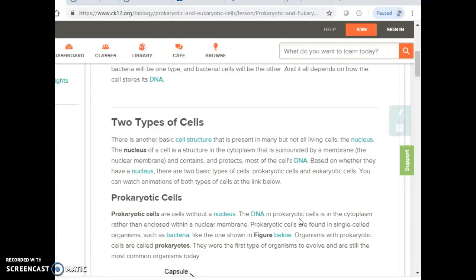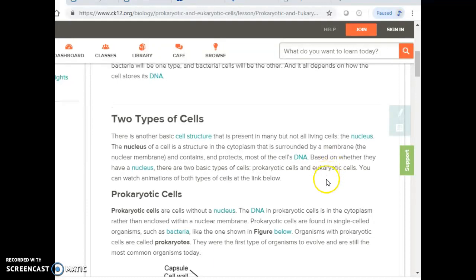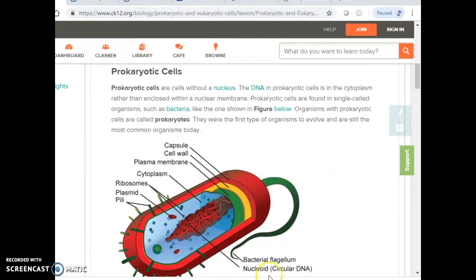So we know that a basic cell structure is present, but not all cells have a nucleus, which is the structure in the cytoplasm surrounded by a membrane, a nuclear membrane, and protects most of the cell's DNA. Now within a prokaryotic cell, if you look, you have circular DNA. It's free-floating DNA. It's not encapsulated inside of a nucleus.